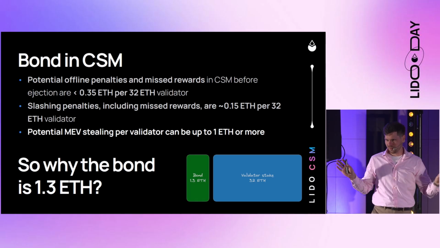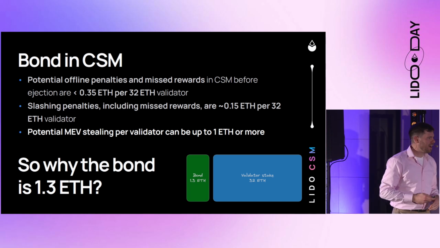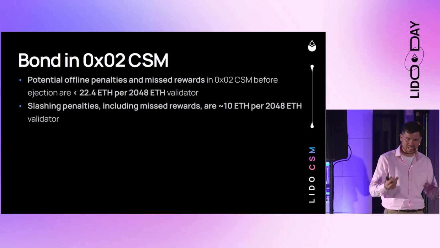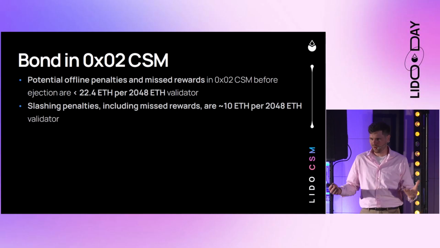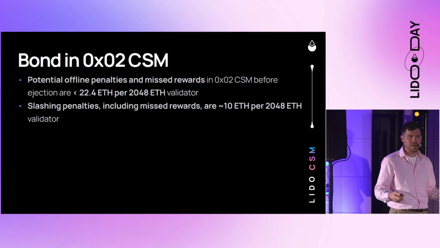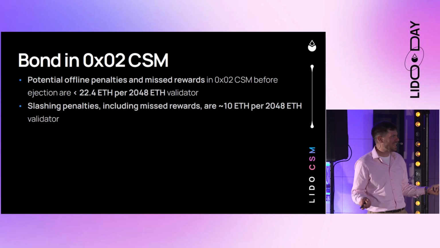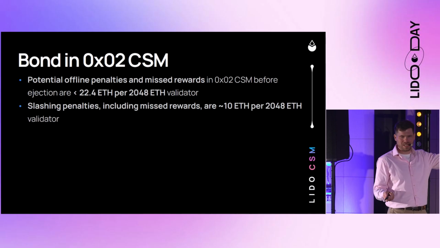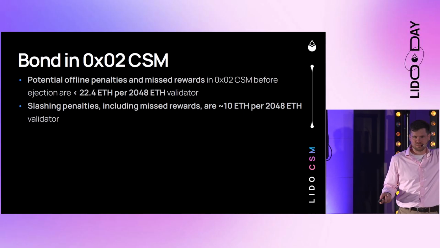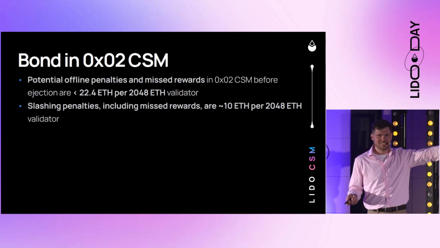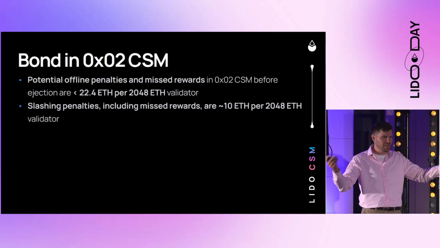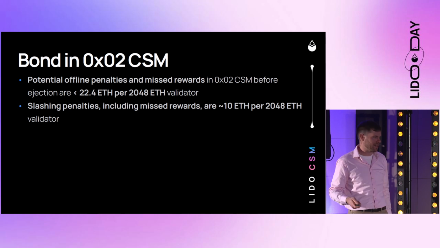Okay, enough of this very interesting and fascinating lecture. Why did we do it all? To understand how we're going to define the value of the bond for 0x02 CSM and why it will finally be affordable for home stakers. Well, we need to look at the first two categories, and the math here is ridiculously simple. I have just multiplied both of the values by approximately 64, because the 0x02 validators are 64 times bigger than the regular ones, so I scaled all of the penalties linearly.